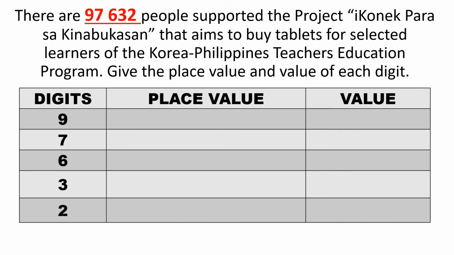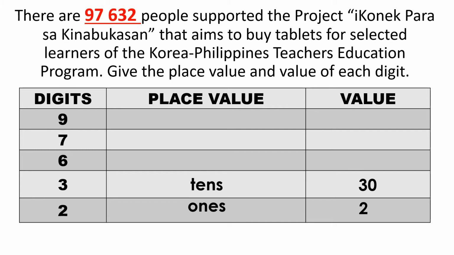Ano daw ang place value ni 2? Kasi sabi dito sa problem, give the place value and value of each digit. So, place value muna nito, ones. Siyang nasa kanan. At ang value, since 2 is in ones place value, so the value of 2 is 2. Diba? Kasi 2 times 1. Kasunod nito ay 3. So, the place value of 3 is tens. At ang value ni 3 ay 30. Very good.